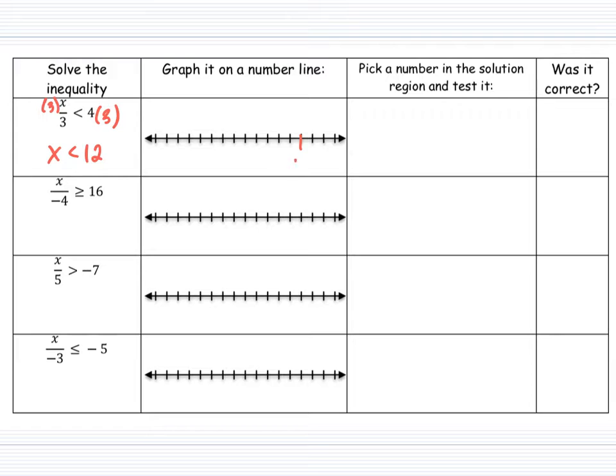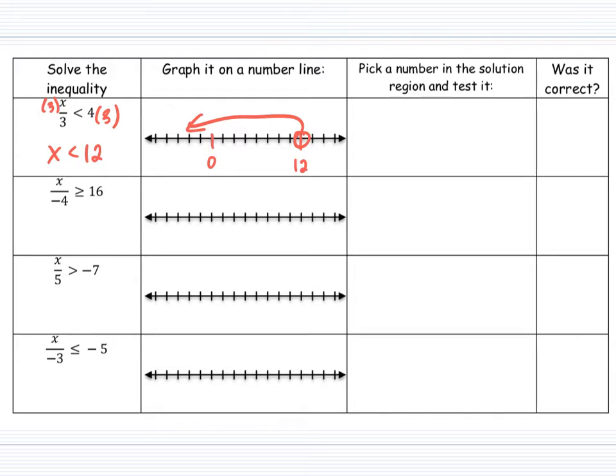So I'm going to just throw 12 on here. I'm not really going to worry about where my values are, like that there's 12 spaces between them. I'm just going to throw them on there. I always like to see 0 as a reference point. I'm going to have an open circle at 12. X is less than that, so I'm going to go out to the left.